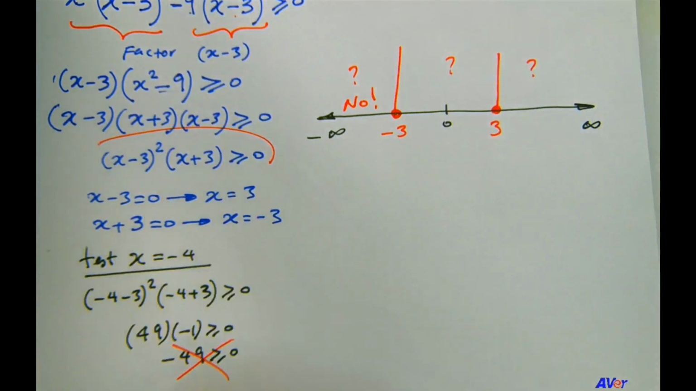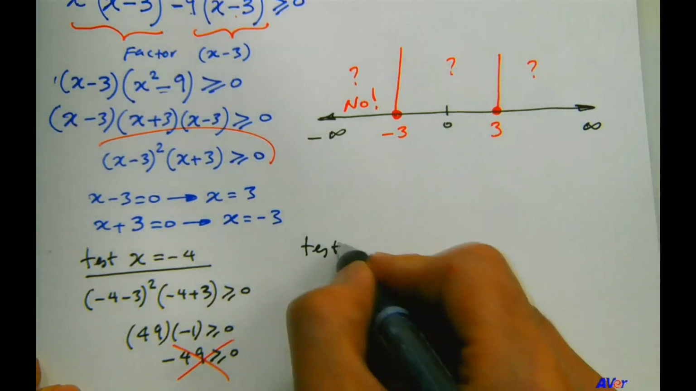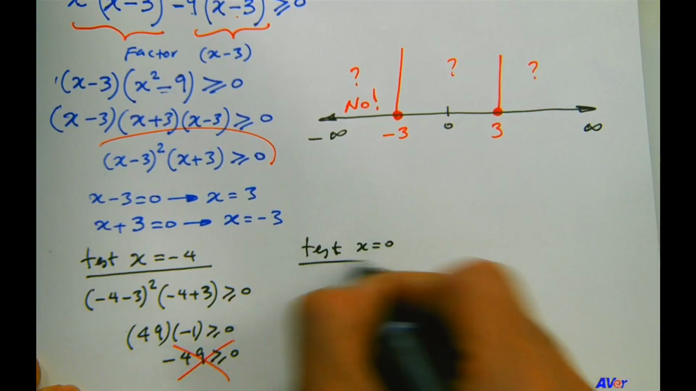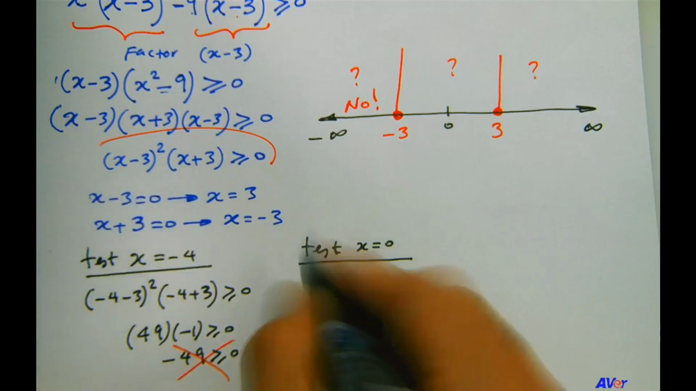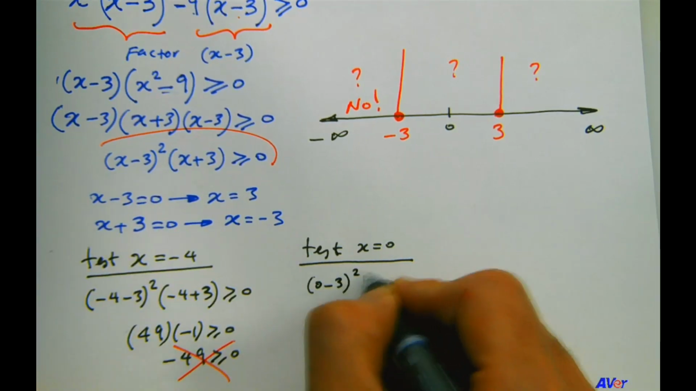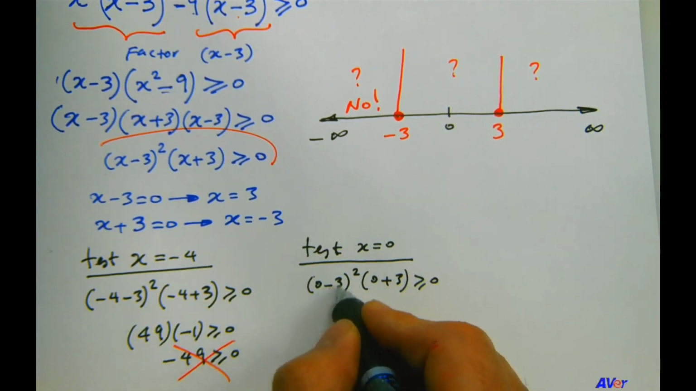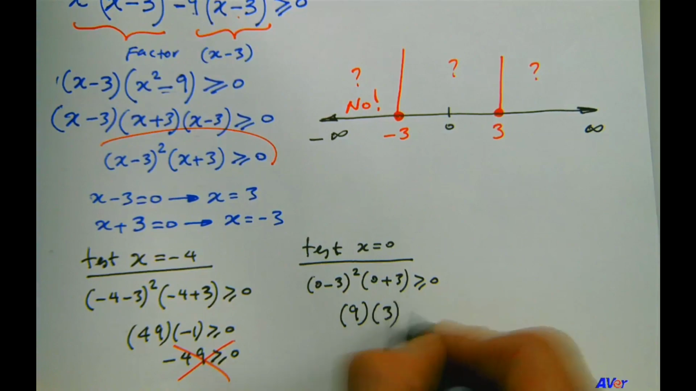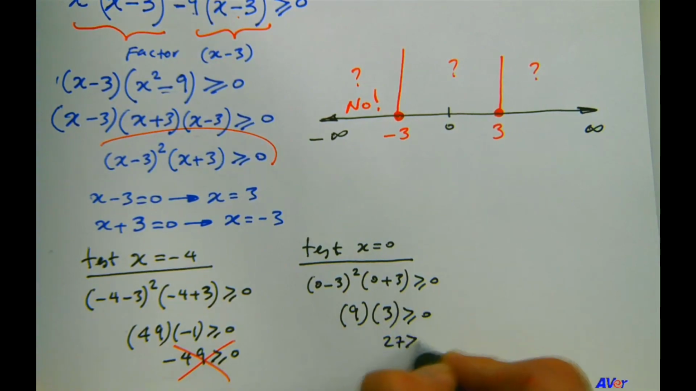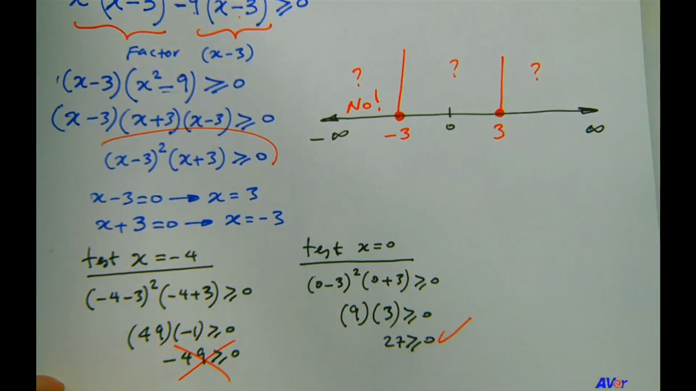Let's test some easy number between negative 3 and 3, and of course 0 is the easiest number. So let's plug in 0 for x. So 0 minus 3 squared times 0 plus 3. What do we have here? We have minus 3 squared, that's 9. 0 plus 3 is just 3, and then 27 greater than or equal to 0. Is this a valid result? Yes. Positive 27 is definitely greater than or equal to 0. So yes.